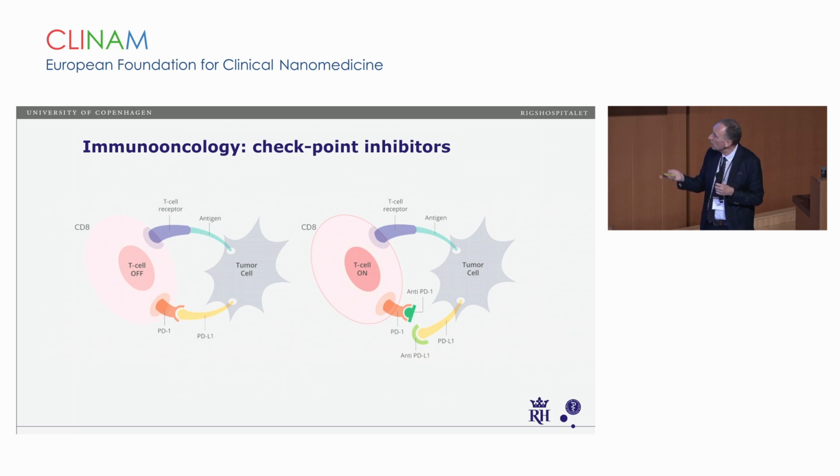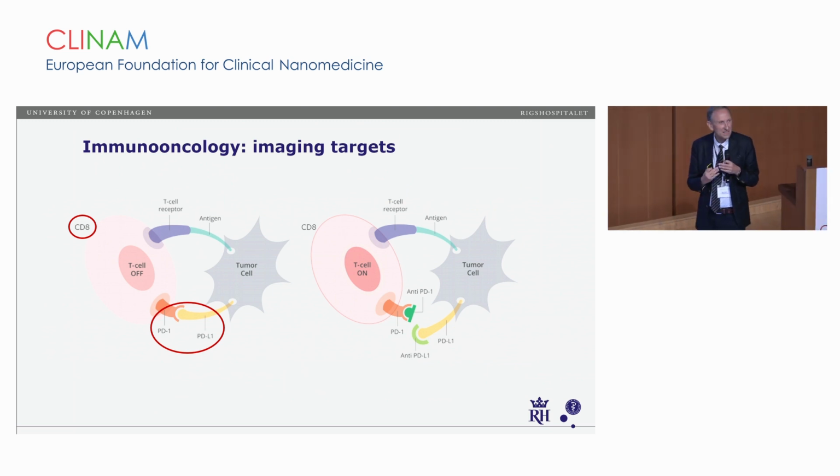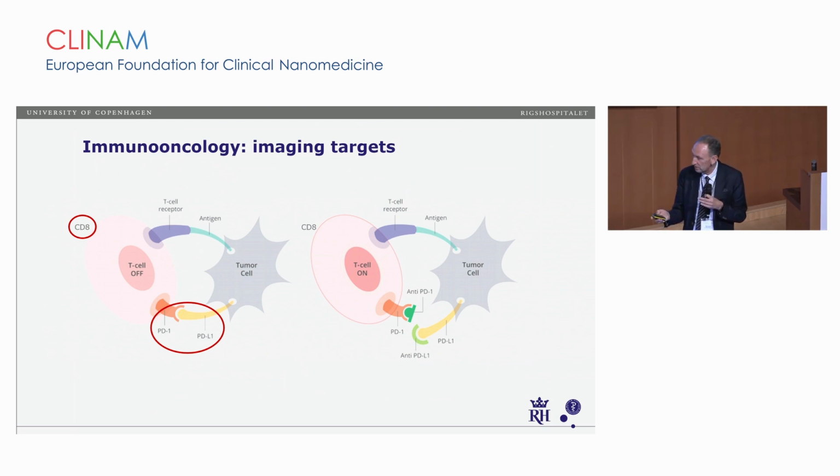But we really want to be able to know what happens up here. And as I said, both the T cells and the tumor cells will contribute to FDG avidity, so we can't use that. So the obvious thing, of course, to go for is, on one side, to be able to visualize T cells, so infiltrating T cells, and the other side, as also done with biopsies, PD-1, PD-L1, as that's the target for the checkpoints.